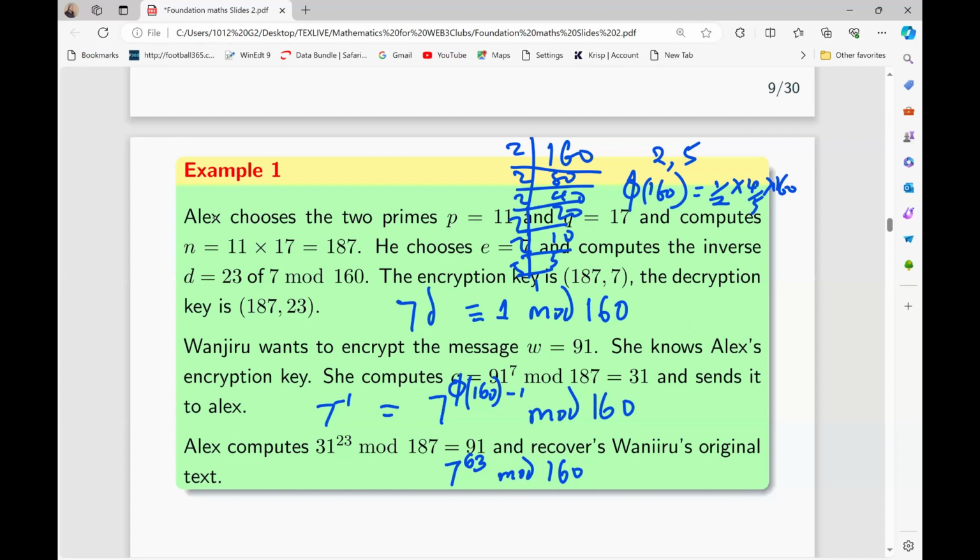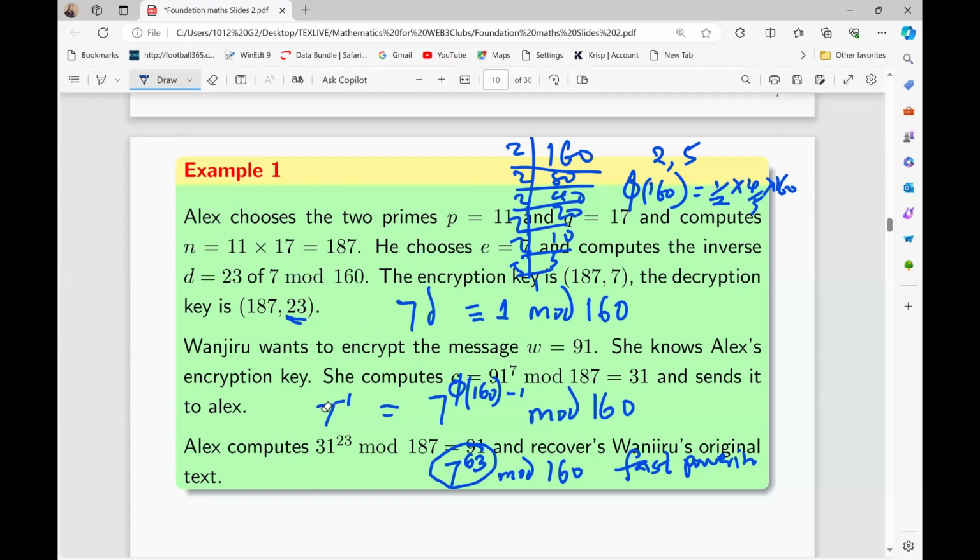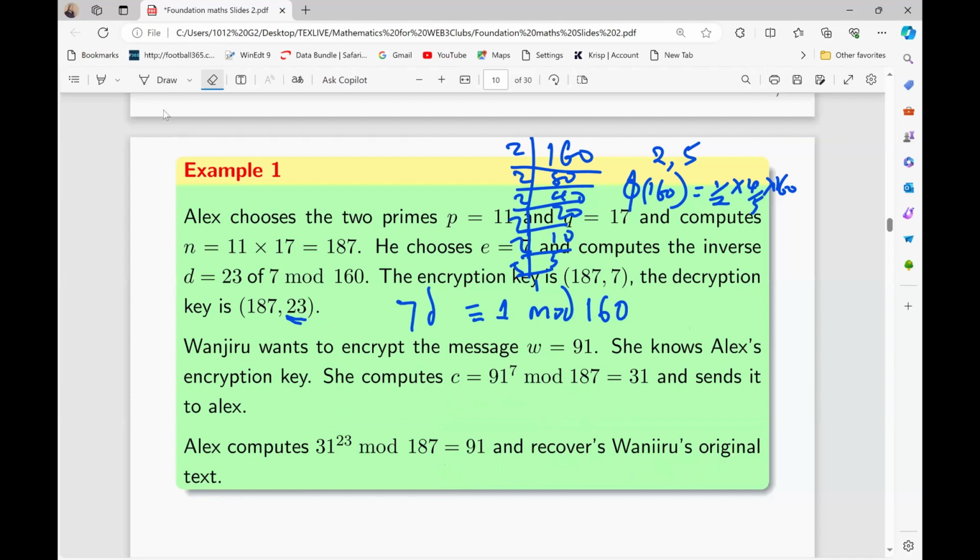Mod 160. This you can do using the fast powering algorithm that we learned. So this is one way of finding that inverse. You'll find that inverse to be 23. The other way, you can use the extended Euclid's algorithm. And I just want to remind, if anybody has forgotten what we were doing, you are repeatedly dividing 7 into 160. So you would say 7 goes into 160 how many times?